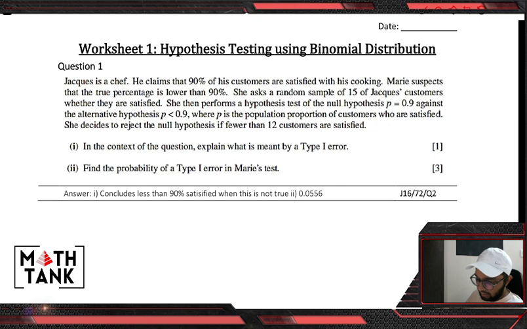Okay, it says Jack is a chef. He claims that 90% of his customers are satisfied with his cooking, so he's telling you something about P. Mary suspects that the true percentage is lower than 90%, so this looks like a lower tail test. She asks a random sample of 15, so n is 15, whether they are satisfied. She then performs a hypothesis test of the null hypothesis P equals 0.9 against the alternative hypothesis P is less than 0.9, where P is the population proportion of customers who are satisfied. She decides to reject the null hypothesis if fewer than 12 customers are satisfied. So I've told you the rejection region.